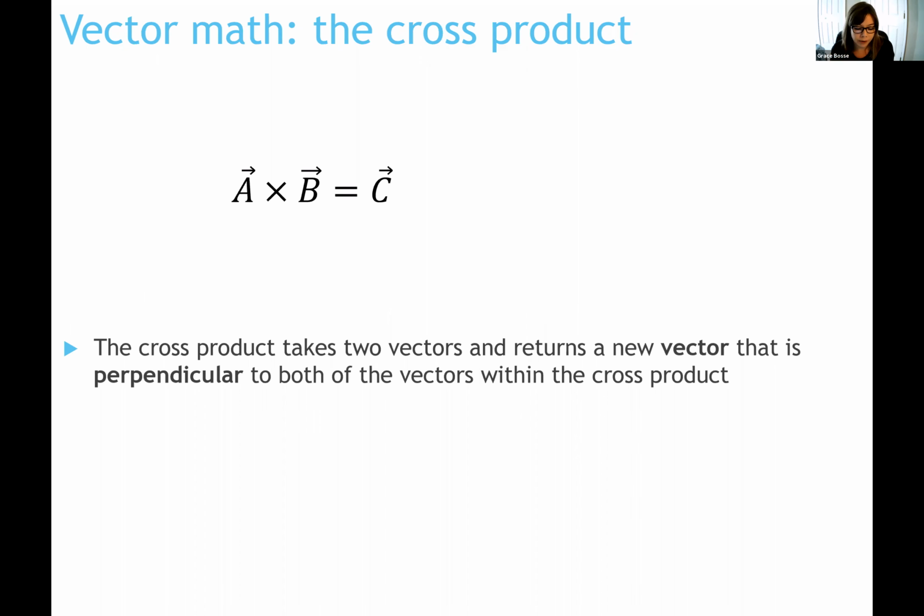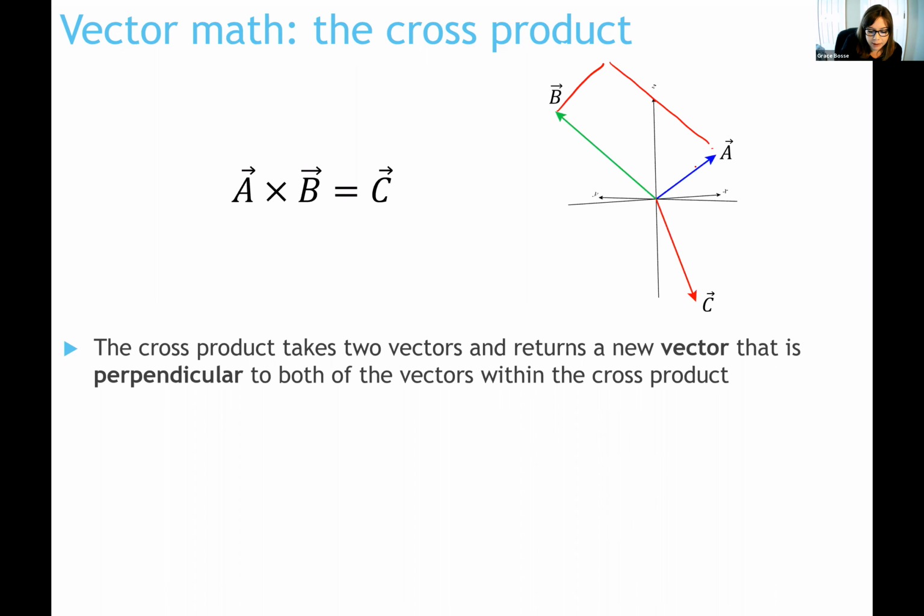And the special thing about that new vector is that it is perpendicular to both of the vectors that were in the cross product. The only way to generate a new vector that's perpendicular to both of these vectors is if it's pointing in a new dimension. So there's a plane that is defined by the original two vectors in the cross product. If you can imagine connecting these vectors and creating a plane, like a surface, the new vector, vector C, that's the result of the cross product, is perpendicular to that plane.